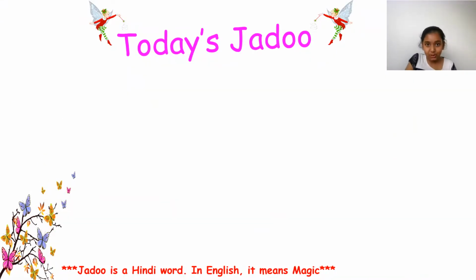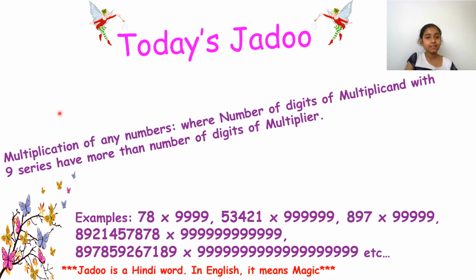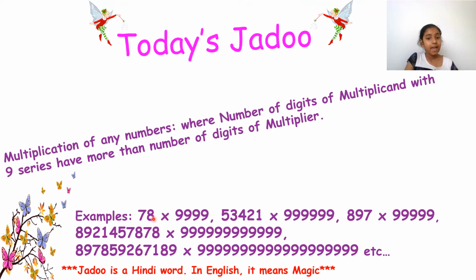In today's Jadoo, as told just now, we will see how to do multiplication in an easy way with 9 series number, where the number of digits of multiplicand is more than the number of digits of multiplier. For example, this multiplier has 2 digits while multiplicand has 4 digits. Same here, multiplier has 5 digits while multiplicand has 6 digits.